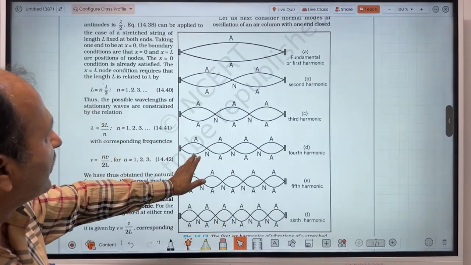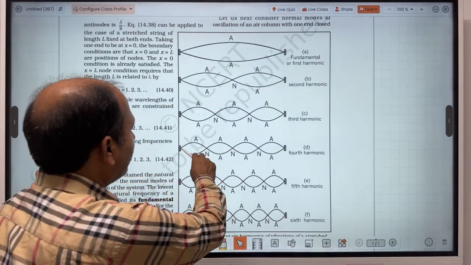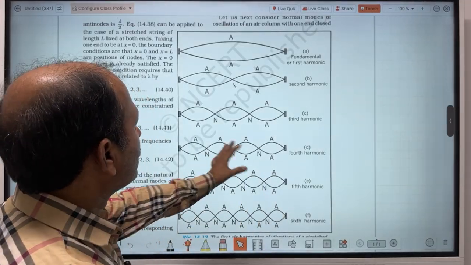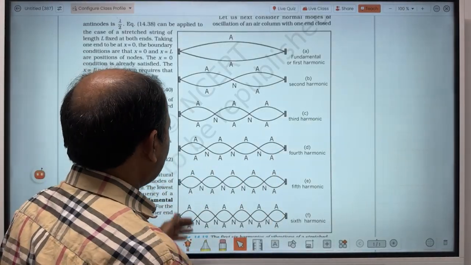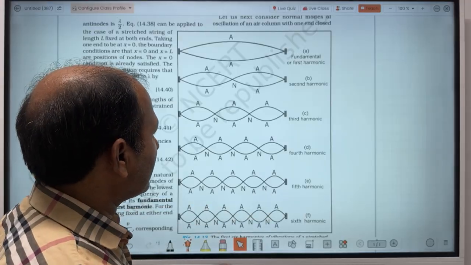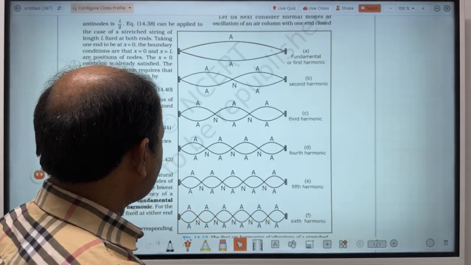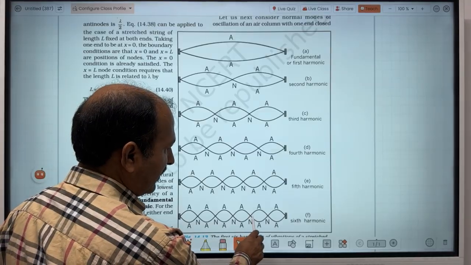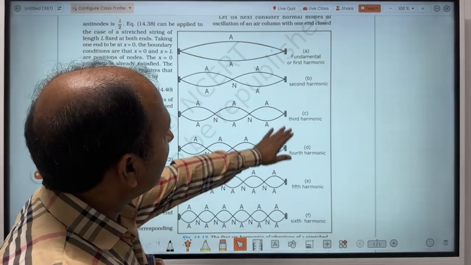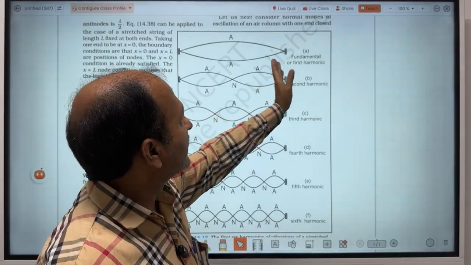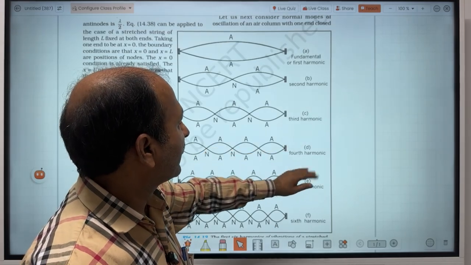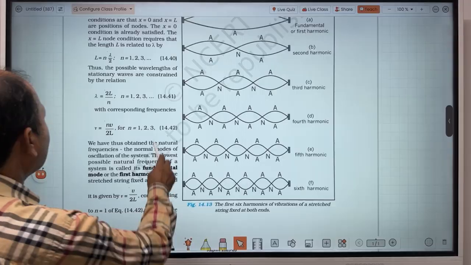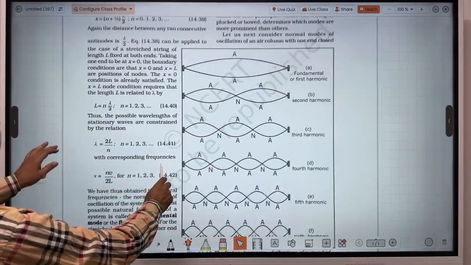In the next case, what you observe, there are two waves, one wavelength, then another wavelength, right? So two wavelengths are equal to L. In this case, 2.5 wavelengths, then this is three wavelengths. Here one wave, then the second wavelength, then the third wavelength. So here names are given: fundamental or first harmonic, second harmonic, third harmonic, fourth harmonic, fifth harmonic, sixth harmonic, and so on. The same thing is explained here.